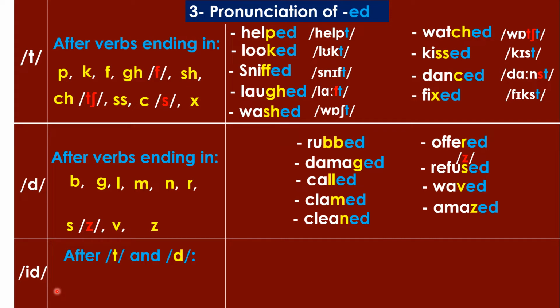Let's have a look at the verb endings after which the ed is pronounced as ed. After t and d, okay, only t and d. So we have here wanted and needed or landed, for example.